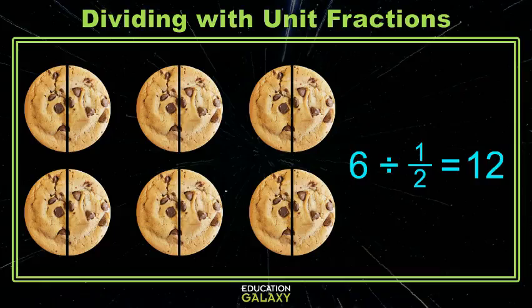You might notice here that 12 is the product of 6 and 2, and that 6 is our whole number and 2 is the denominator of the unit fraction we're dividing by. Let's take another look.